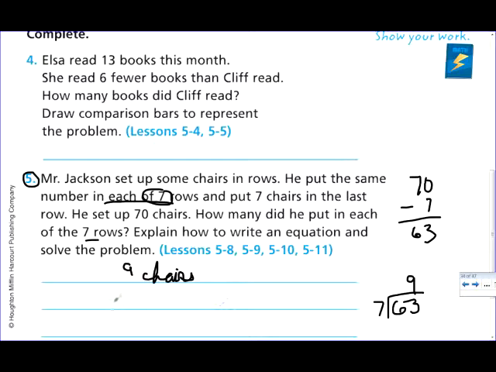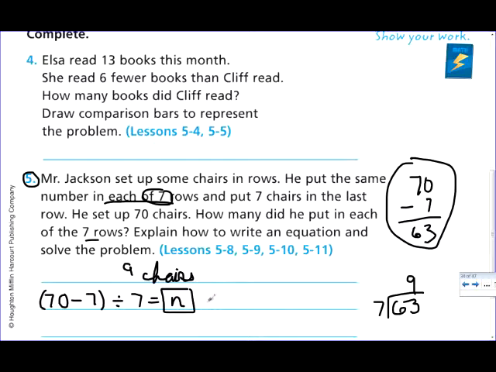Explain how to write an equation and solve the problem. Well, first of all, we need to make sure this is done first. So our equation should be 70 minus 7, and we put that in parentheses, divided by 7 equals 9. To do this correctly, we need to put an N or a box to make it a full equation. And then we can say N, or the box, equals 9 chairs. That is our full equation. We took the total number minus the 7 that we put in the last row, and then we divided by 7 rows, and we got the unknown number, and that equaled 9.